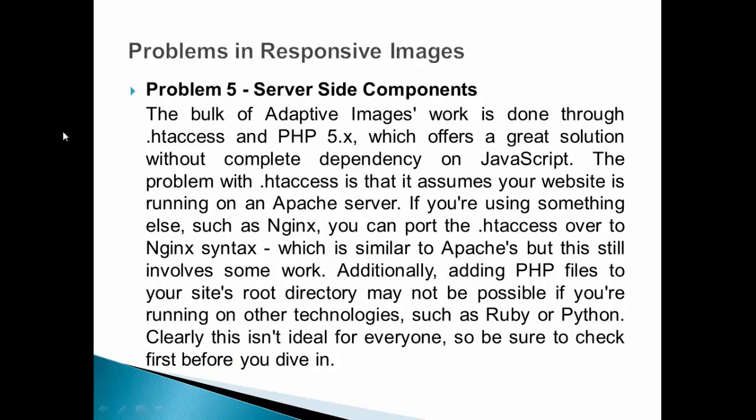Problem 5, Server-side components. The bulk of adaptive images work is done through .htaccess and PHP 5.x, which offers a great solution without complete dependency on JavaScript. The problem with .htaccess is that it assumes your website is running on an Apache server. If you are using something else such as Nginx, you can port the .htaccess over to Nginx syntax, which is similar to Apache's, but this still involves some work.